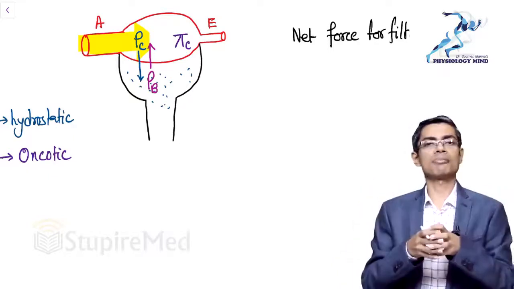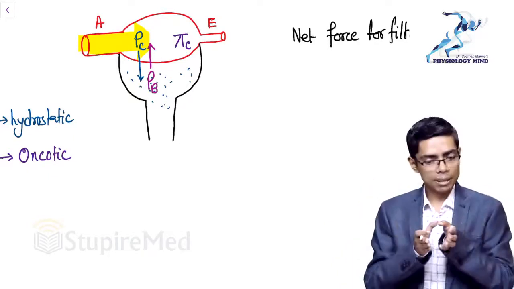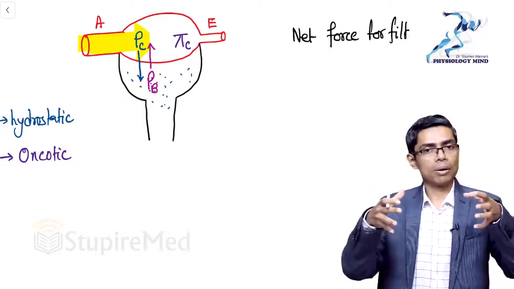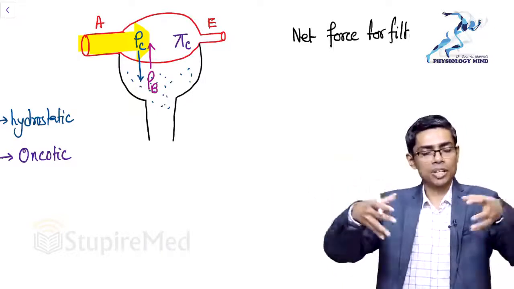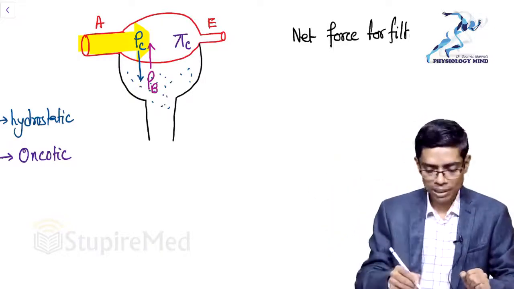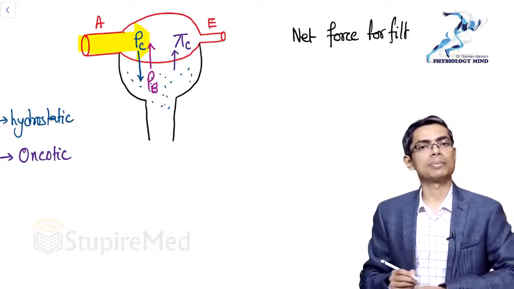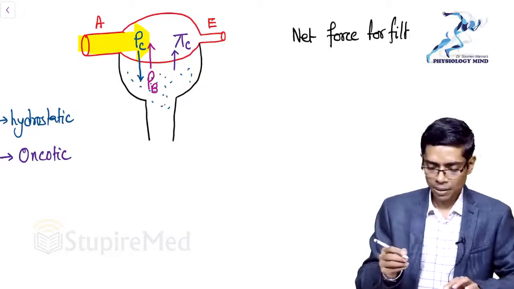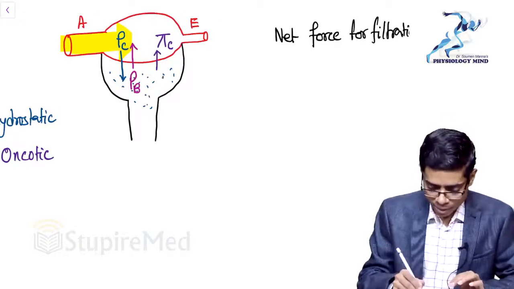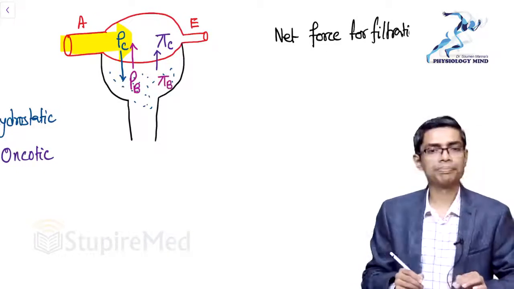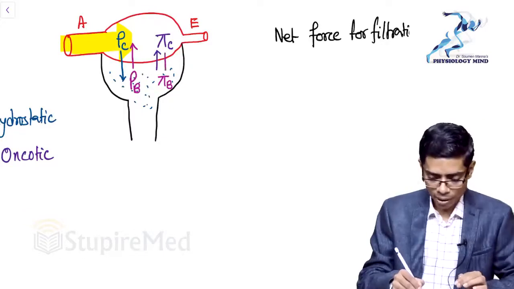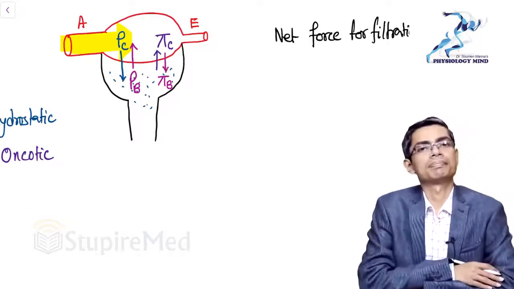That means it's a dragging force. Hydrostatic force is a pushing force, and oncotic force is a dragging force. It will try to drag water from the other compartment. So what this pi C will do, it will try to drag water from Bowman's capsule, right? Obviously there will be pi B also. It will try to drag water from the capillary.